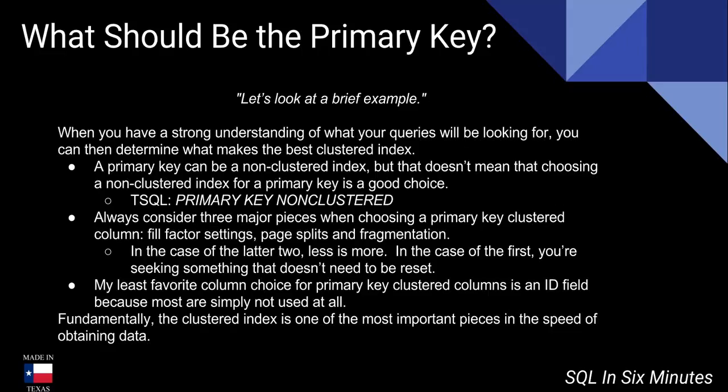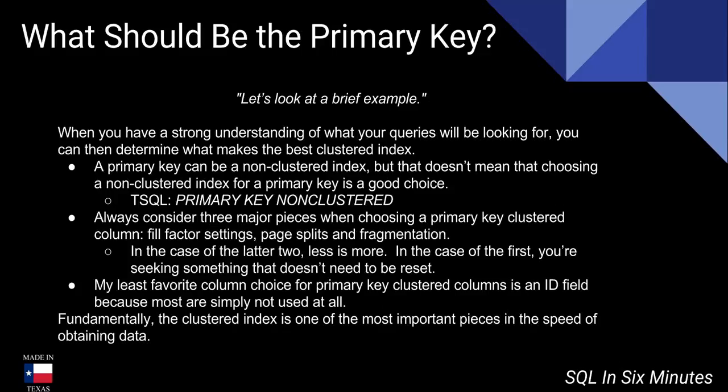And, of course, I put here my least favorite column choice for primary key clustered columns is the ID field, because most of the time it's just simply not used. It amazes me how many developers pick that, but then they just never use it. And there are other choices. So it's not to say that an ID column would not make a good choice, but it's something that you should really think about. Like, what fundamentally are you going to be querying with these data? And when you understand that, then you'll know which column is the best.